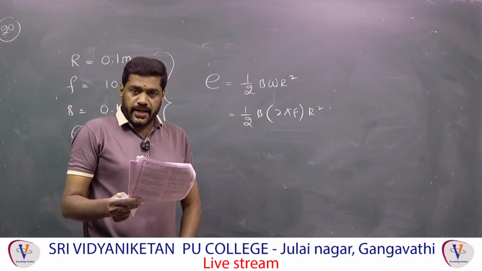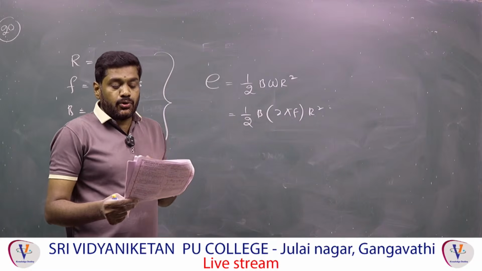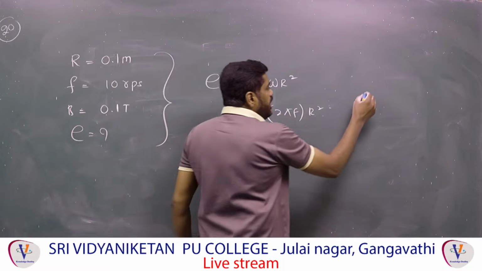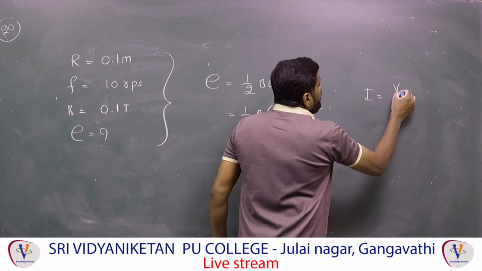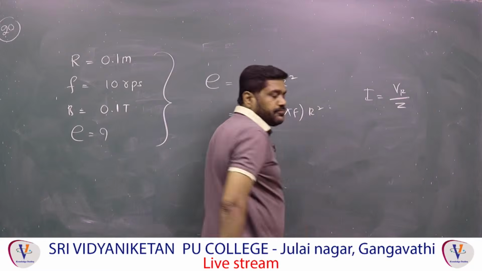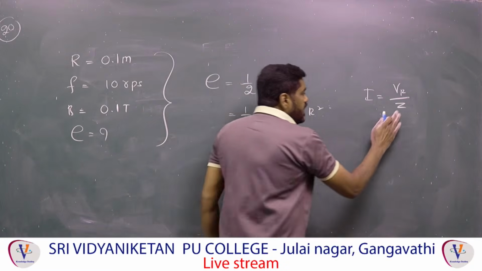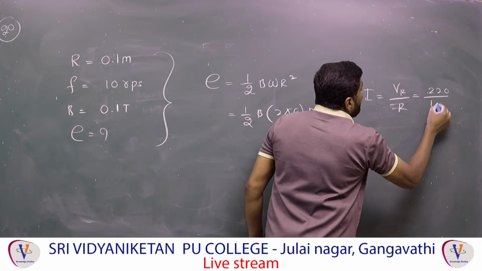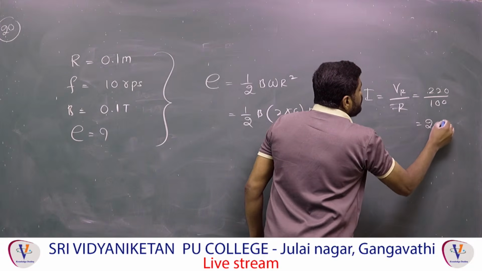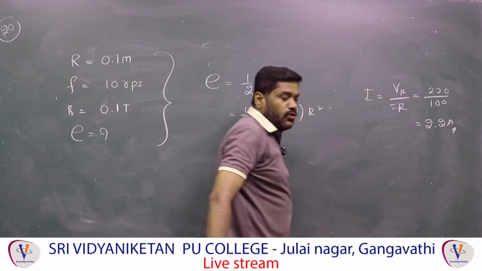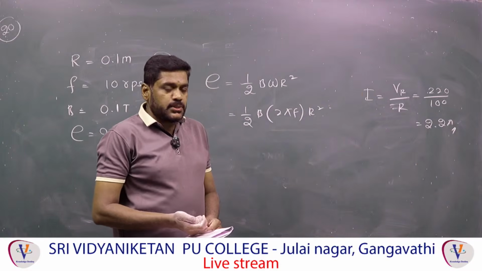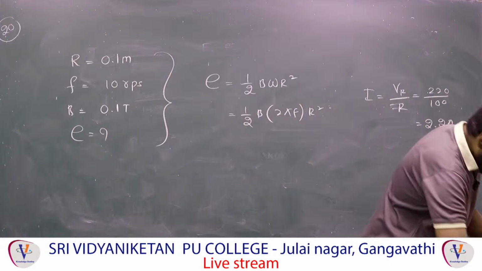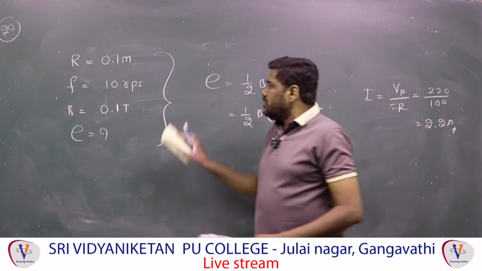The voltmeter connected across the resistor reads 220 volts, and the current they are asking for, the current formula: I is equal to VR by Z. Or, in resonance, VR by R, that is equal to 220 by 100, which is 2.2 ampere. Therefore, that is the maximum current value under resonance condition. Next, question 22, that is a simple question.